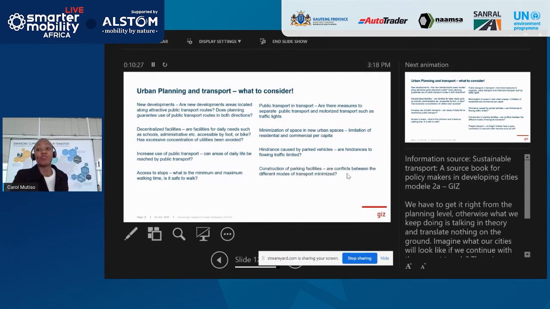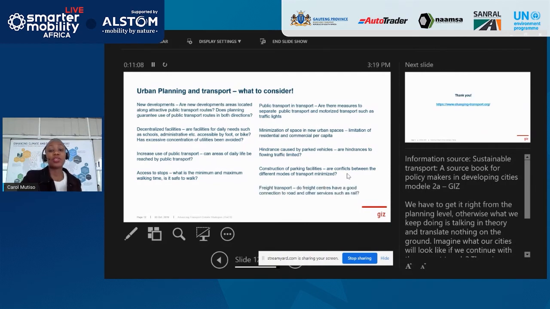Then the issue of construction of parking facilities, we have to look at whether there are any conflicts between the different modes of transport. I have not seen many cities with parking facilities, for example, for bicycles. So if somebody wants to, let's say, ride his bicycle, there will be that conflict, because the parking spaces that are being allotted are for vehicles and not for bicycles. You might even find your bicycle has been vandalized. So we need to take into consideration when planning for that, that the parking facilities consider the different modes of transport.